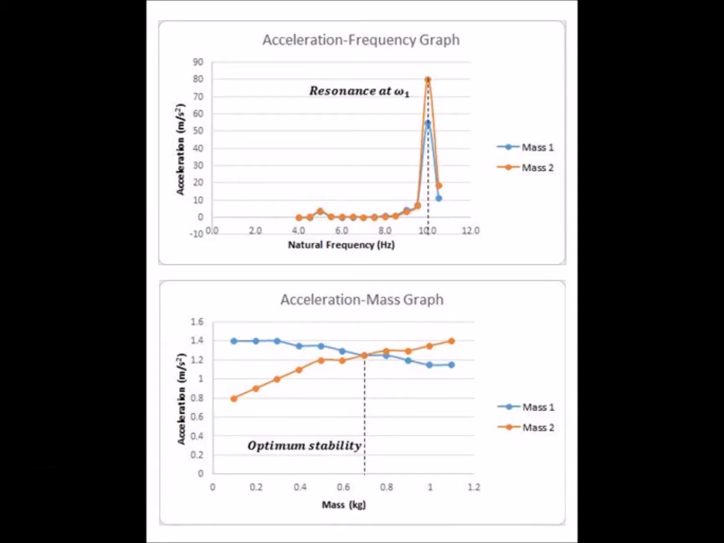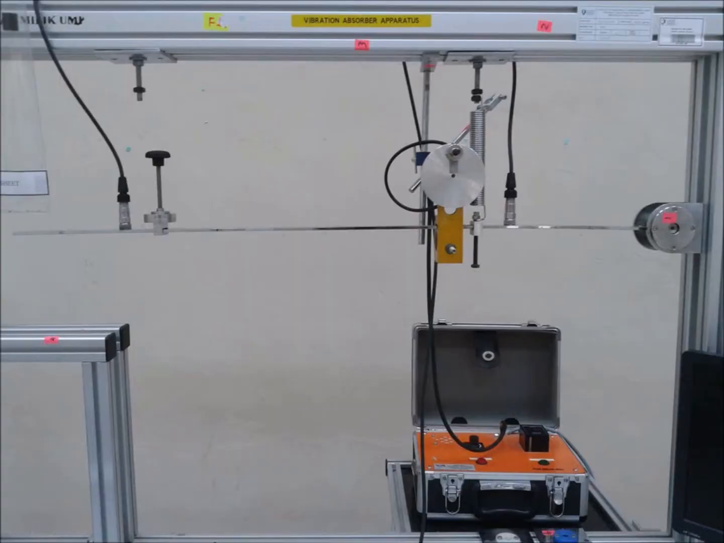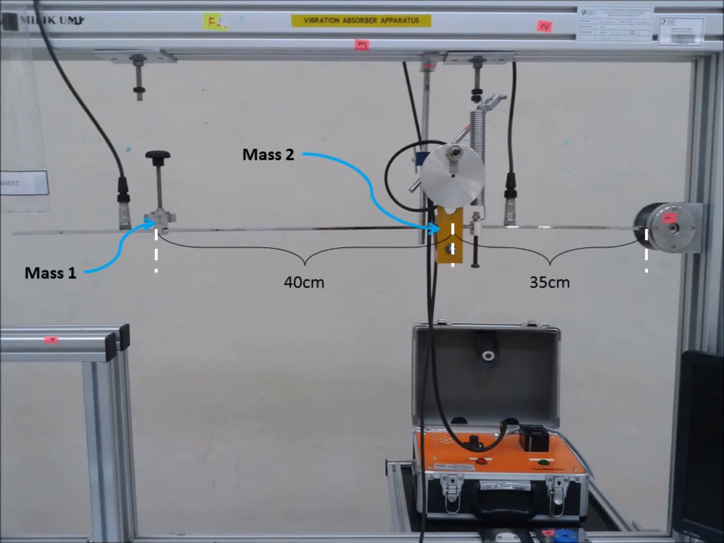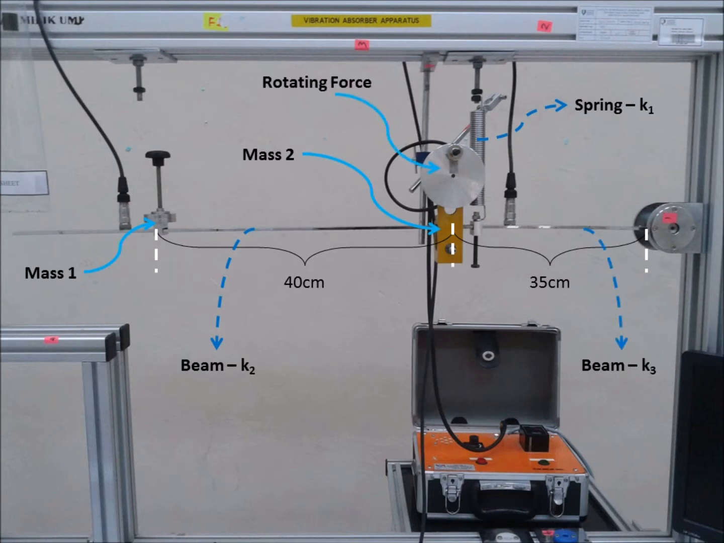These two graphs show the result of the experiment. In this structure, the beam is divided into two portions, with the first portion measuring 40 cm and the second portion 35 cm. These are mass 1 and mass 2. This is the spring with spring constant K1. The first portion of the beam has spring constant K2, and the second portion has spring constant K3. Last but not least, this is a forced vibration system having a rotating force.